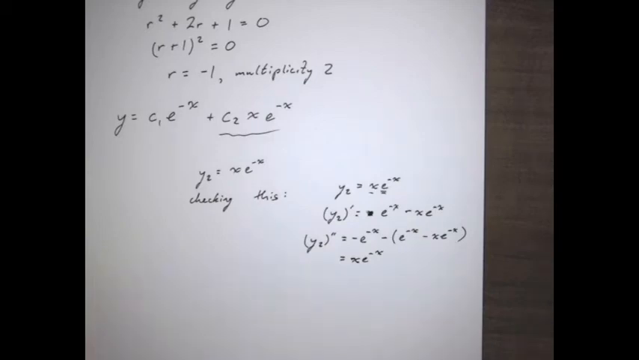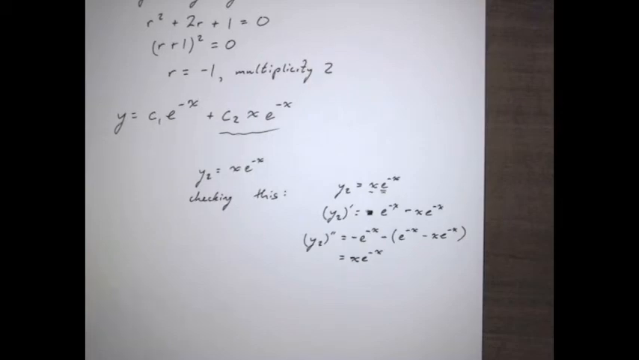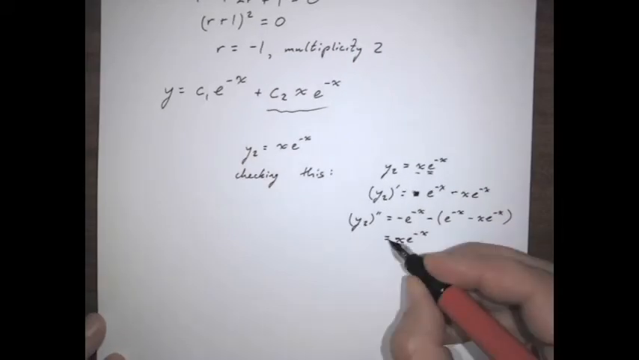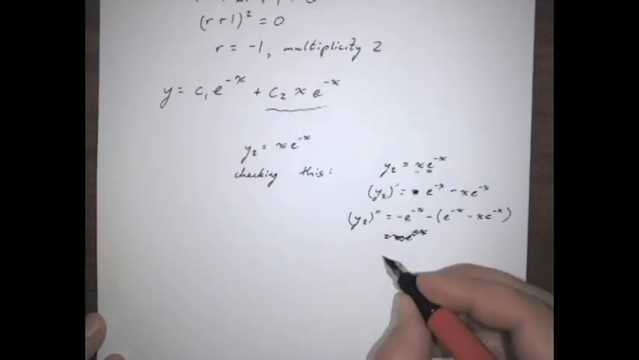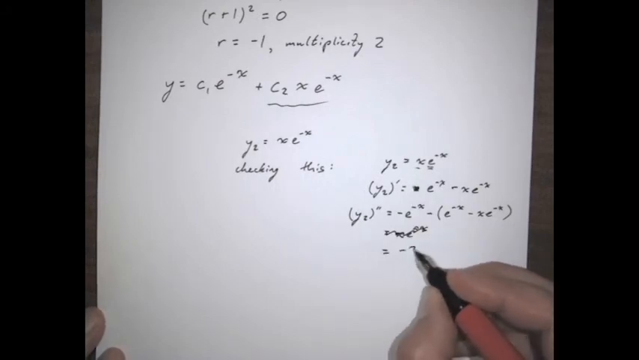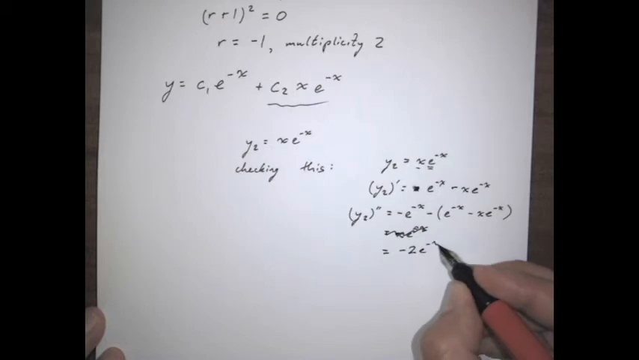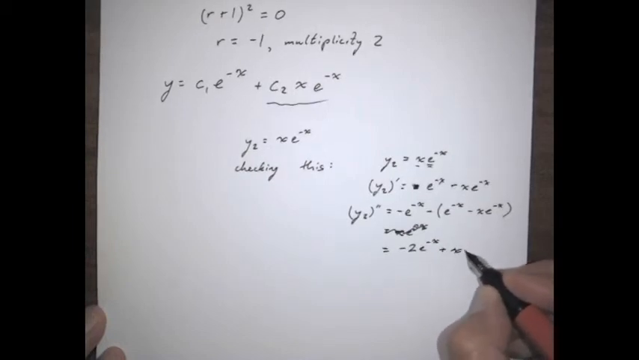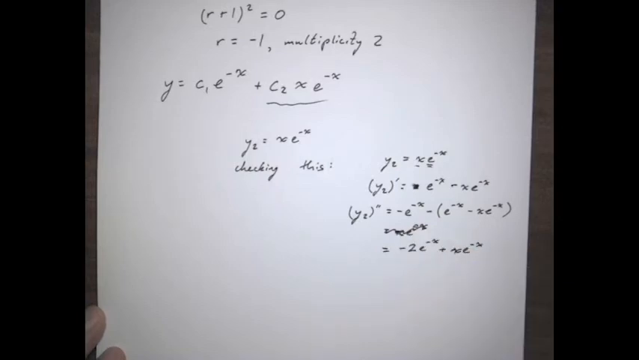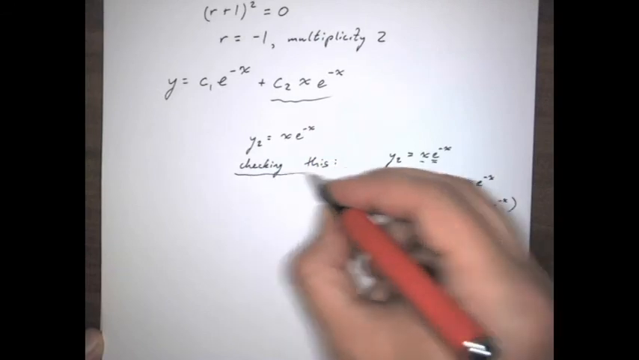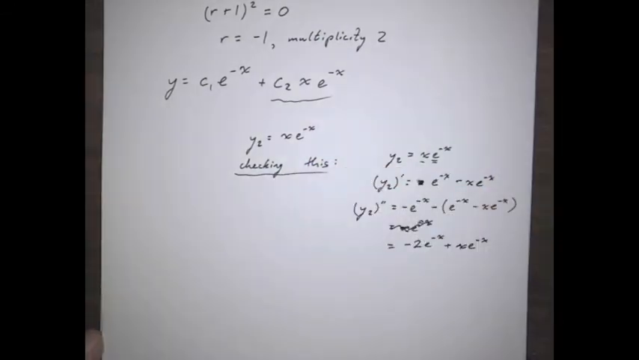Oh, sorry, that's foolishness, just getting a little tired. What I mean is minus 2 e to the minus x plus x e to the minus x. There you go, that's better. I thought that seemed a little fishy for a second there, and right I was, that I was wrong.